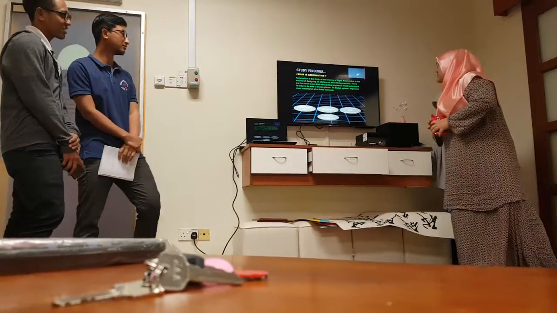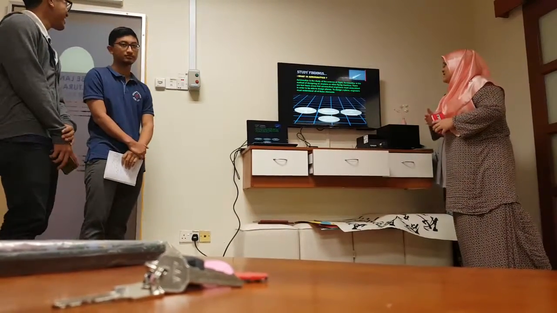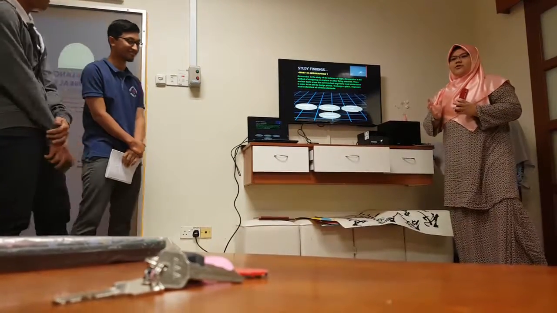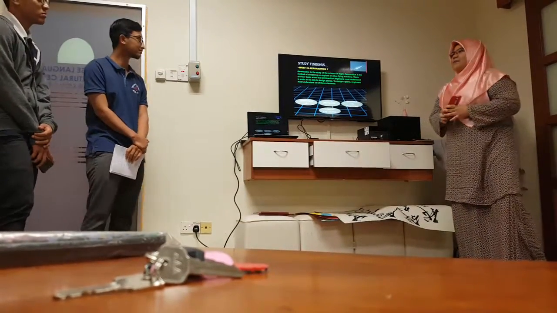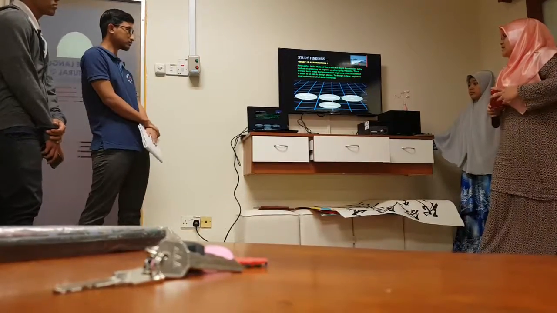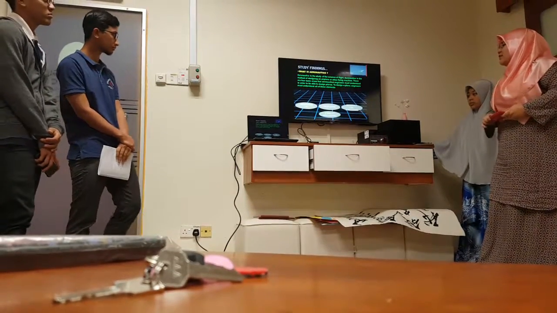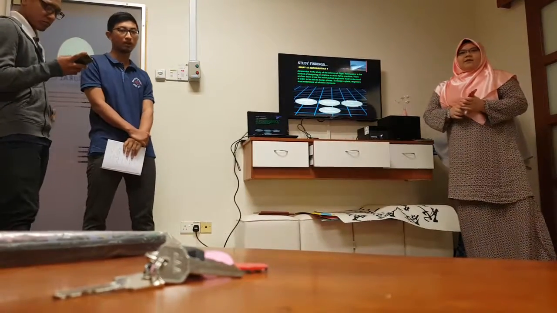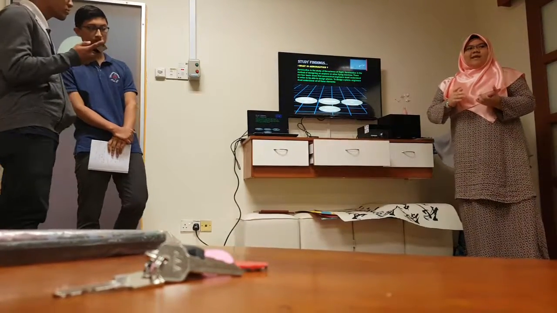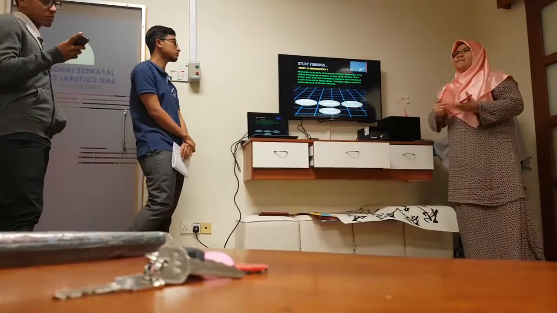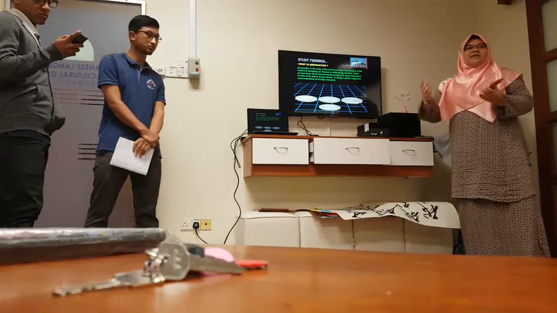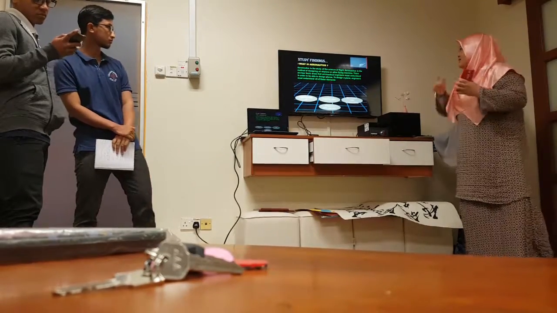Okay. Next, materials and structure. Materials are what we use to build the plane. Next is stability and control. Stability is to control the speed of the plane, altitude, and the direction of the plane.